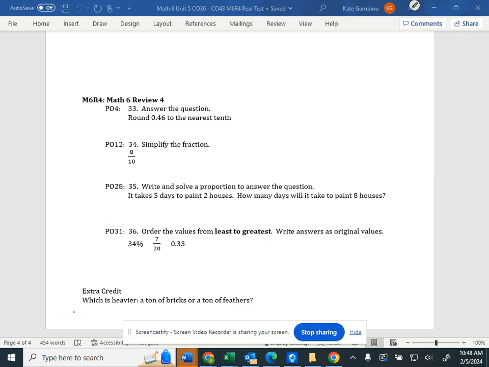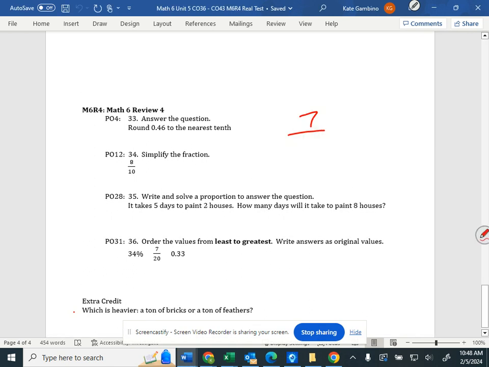What's our magic number when we're working with percentages? So what do we want? We want the denominator to be 100. How did we go from 20 to 100? What do I multiply by? So if I multiplied the bottom by 5, I multiplied the top by 5. So that's how I knew it was 35%.